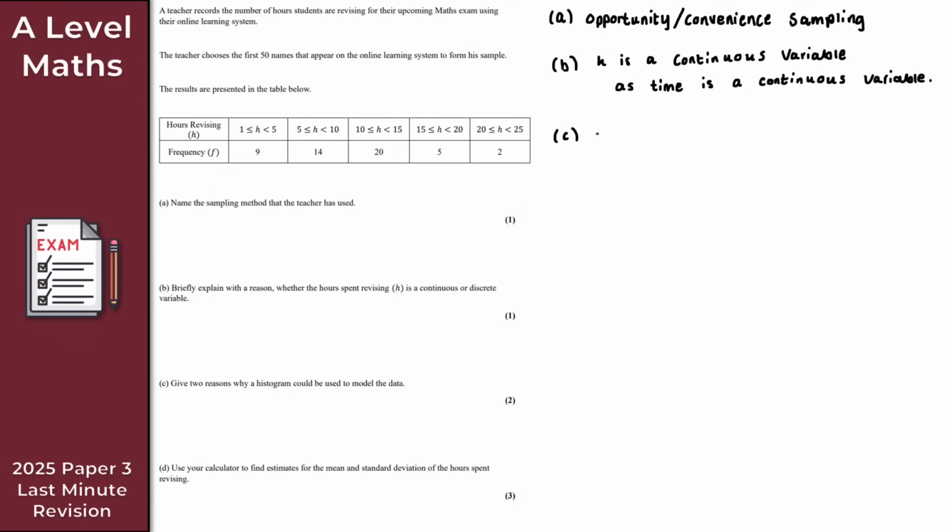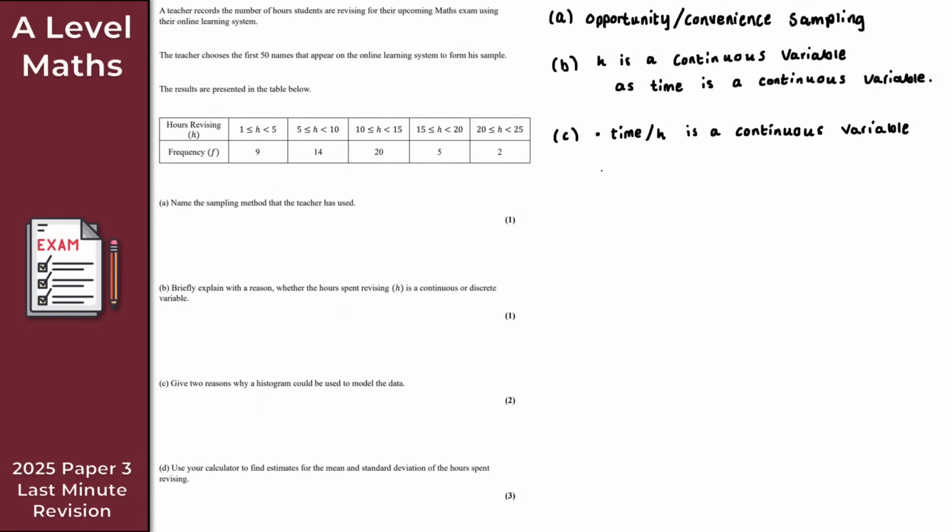So for the first bullet point here, if we're going to use a histogram then, I think the first most obvious point here is that time, or h here, the hours spent revising, is a continuous variable, right? As we deduced here in part B. So time, h here, is a continuous variable. There we go. That's all we need there for the first bullet point, right?